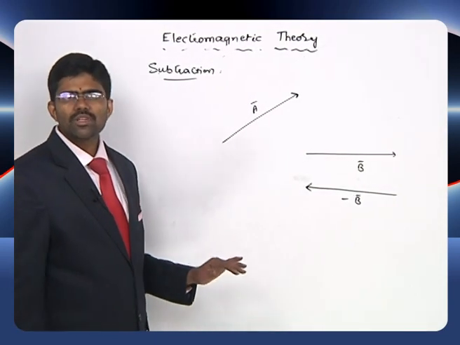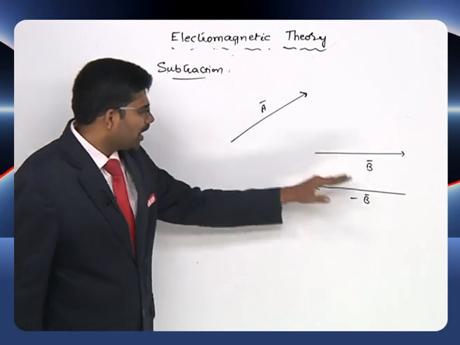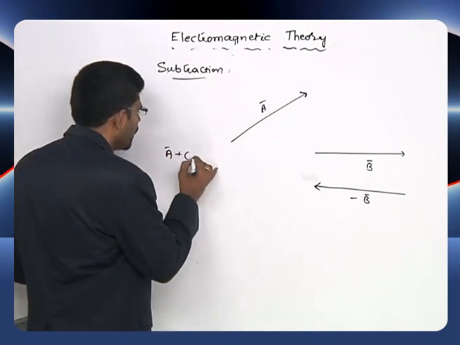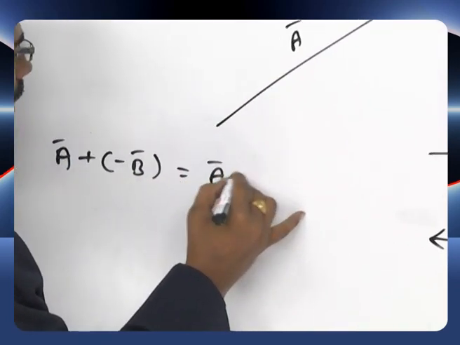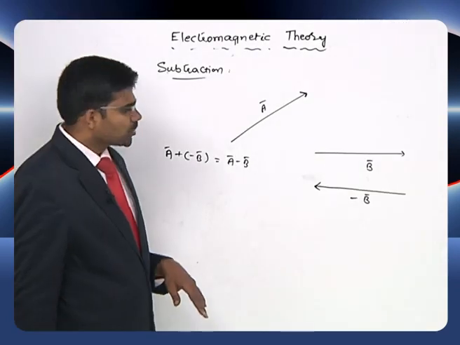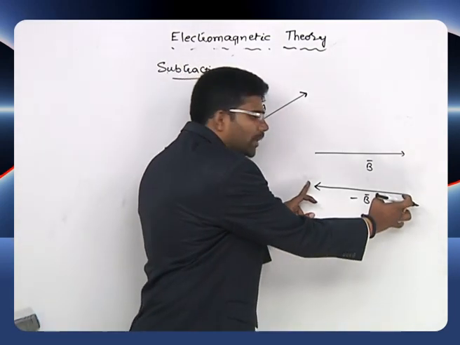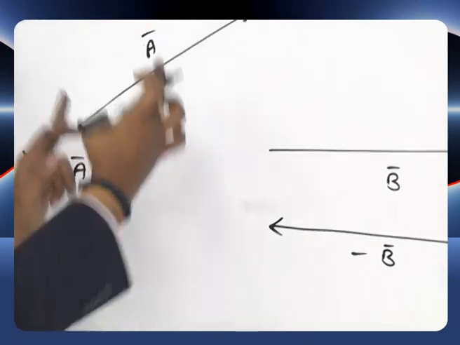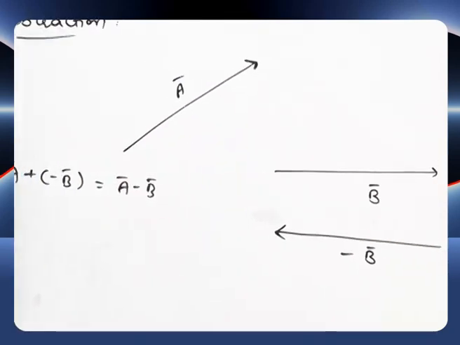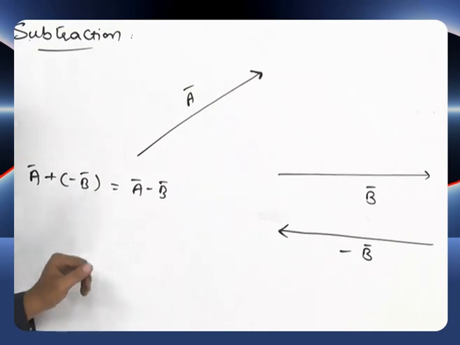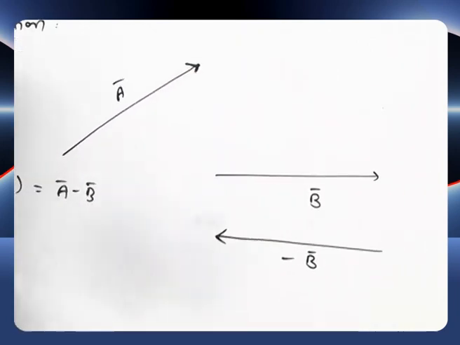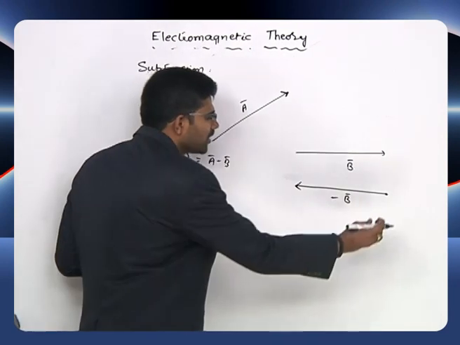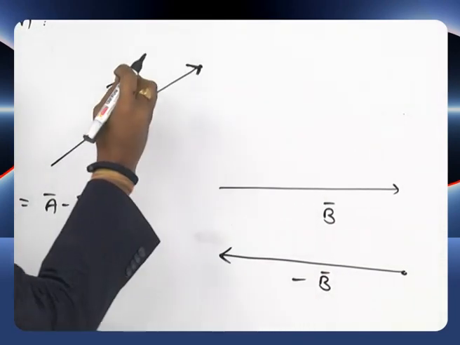Now once again the principle is the same, that a bar will be added with minus b bar, so what we get is a bar plus minus b bar, which is a bar minus b bar. So for that what we have to do is take this vector minus b bar and move this particular vector to the appropriate location of a bar. That is nothing but the head to tail rule again. Here what we have is the head of a bar, and here this is the tail of minus b bar. So I am connecting this tail of minus b bar with the head of a bar.